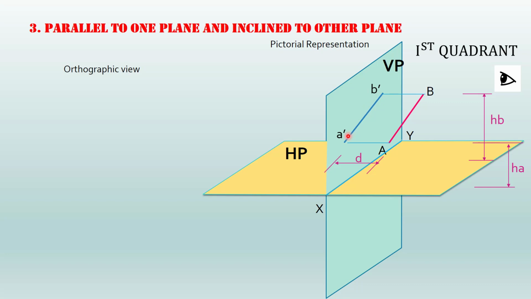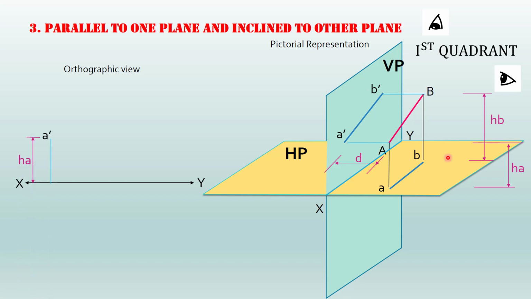And this A dash B dash will be true length, whose length will be same as the length of the original line. Now when you look from the top, you will get A and B on the horizontal plane. So when you join these 2 points, you will get the plan or top view of the original line capital AB, which will be a horizontal one, right? Okay.